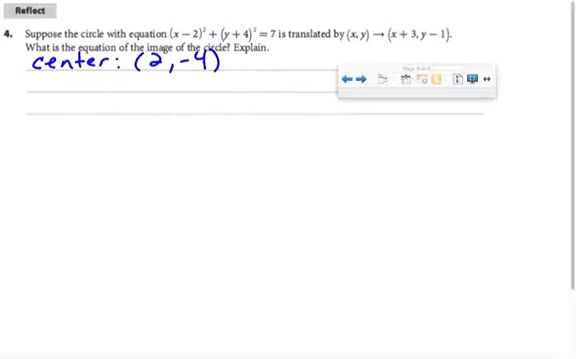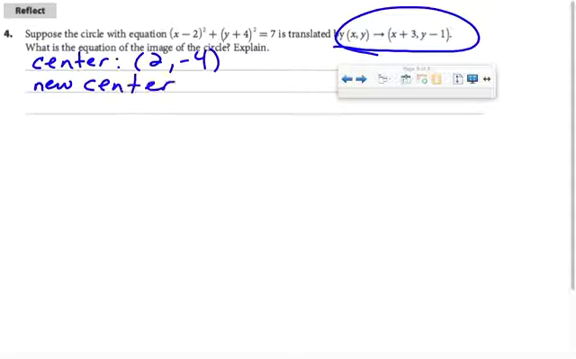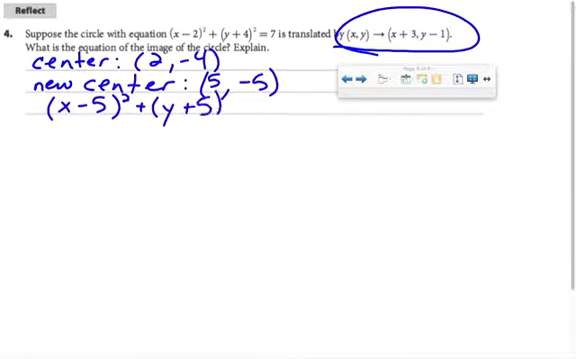And when I take that and apply this rule to it, then the new center is (5, -5). So my new equation will be (x - 5)² + (y + 5)² = 7.